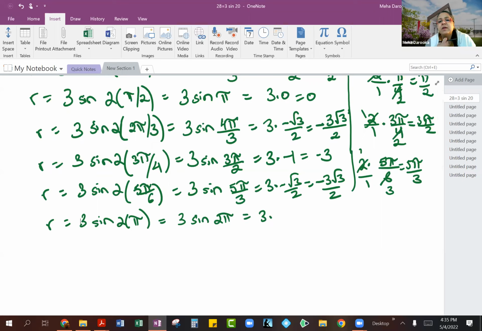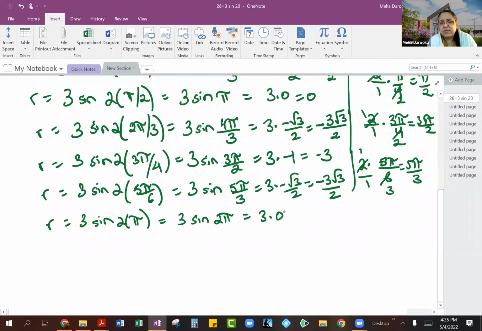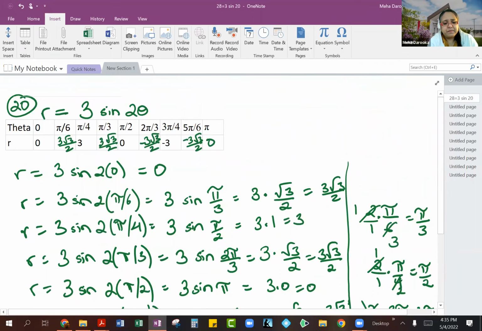Sine of 2 pi multiplied by 3. It would be 0, right? Yeah, because you are back to the starting point, when 2 pi is right here where you have the 0. So the sine value is going to be 0, and 3 times 0 will end up giving us 0. I guess we can type that in.